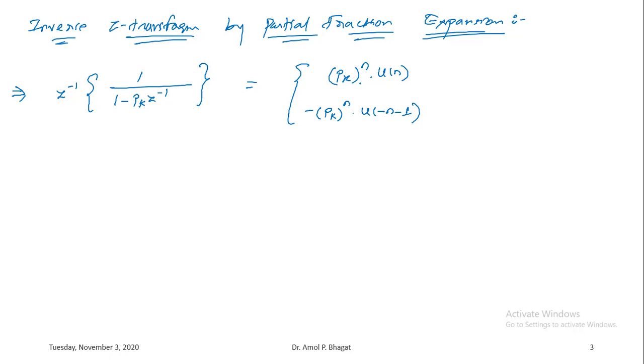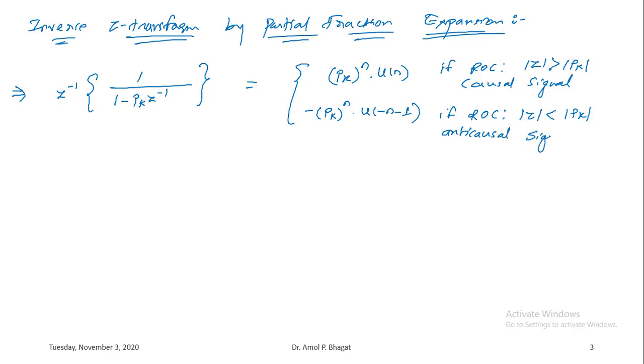So this inverse Z transform, pk raised to the power n u of n, will be there if ROC mod z is greater than mod pk. That means it is exterior to a circle, that is, it is a causal signal. And the other will be the inverse Z transform if ROC mod z is less than mod pk. So this ROC is interior to a circle, so this will be the case of an anti-causal signal. So this is what we get after partial fraction expansion.